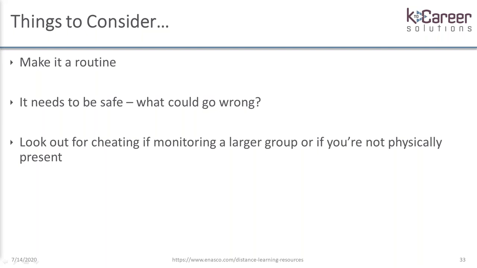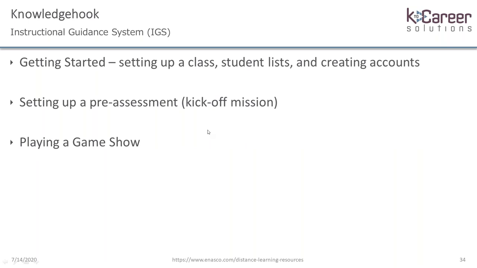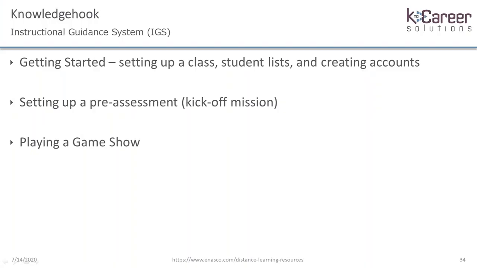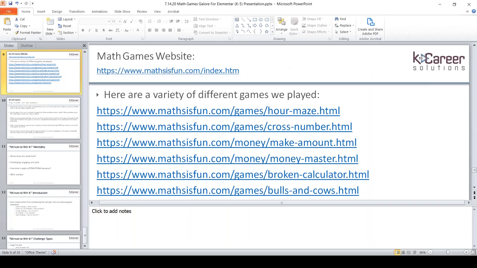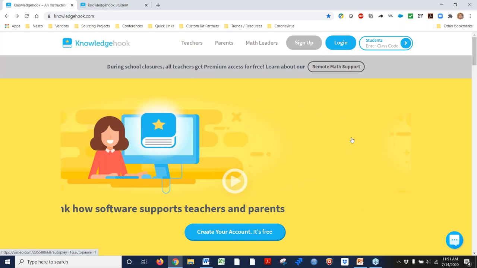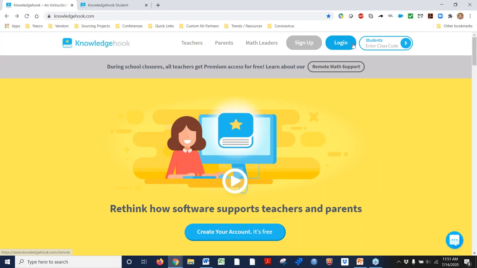And then the last thing that we're going to be covering is Knowledge Hook. This is a great Nasco specific tool that we're going to be focusing on. I wanted to do it because it is free to access right now. It is tailored for grades 3 to 12, but this is an easy way for you to get engaged with students, and it has game applications built right into it, and you can use it for lower grade levels.